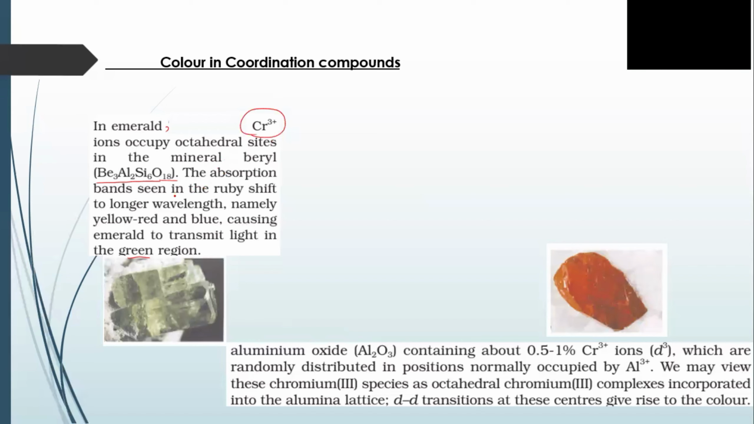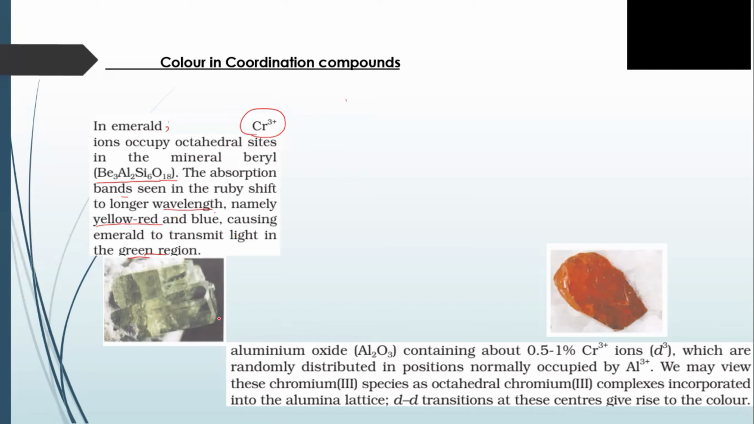So what happens? There is d-d splitting happening, and the absorption bands shift to a longer wavelength. Longer wavelength means towards the red, so red will be absorbed more. So the emerald will appear complementary to red, in the opposite part of the VIBGYOR spectrum, that is in the blue-green region. Therefore, by the absorption of yellow-red radiation, emerald transmits the light in the green region. So this emerald will appear highly colored.